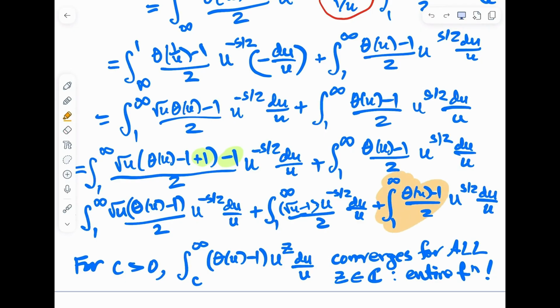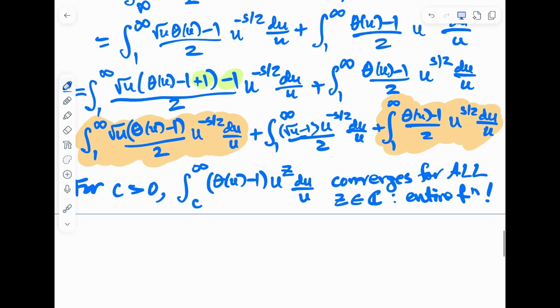This integral and this integral look nearly the same. The only difference is in the first one, the square root of u can be combined with u to the minus s halves. You have a u to the 1 over 2 and a u to the minus s over 2. You could combine that to a u to the 1 minus s over 2. And that looks just like the second shaded integral there on the right side, where we now just have u to the s over 2. And so we do have to deal with that middle integral.